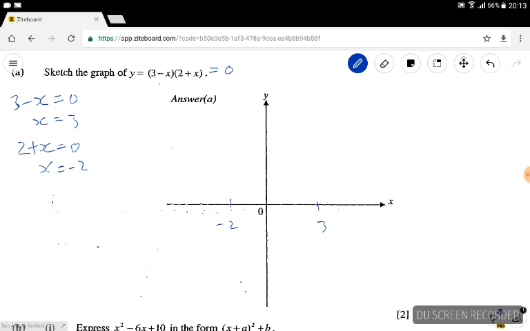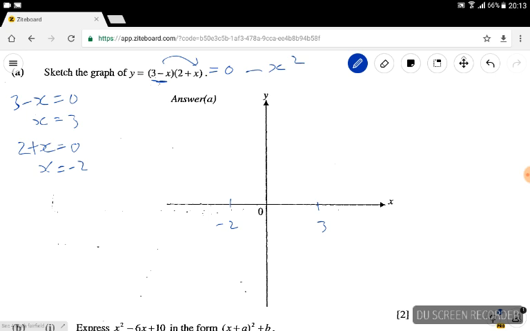How do I know it's an N shape? There's a negative x here. Because this negative x, when you multiply with the positive x, will give you a negative x squared. So it's an N-shaped curve.